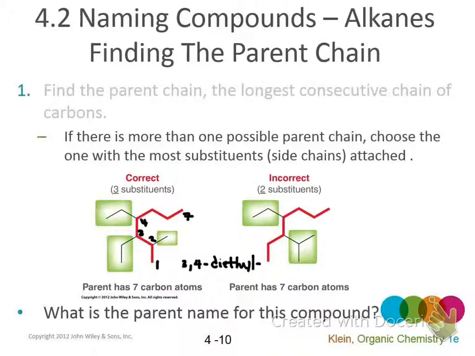No, you can always number from the end that has the first substituent with the lowest number. Yeah. So if I'd counted from up here, it would have been 1, 2, 3, 4, then the first substituent would have a 4. If I count from down here, it's 1, 2, the first substituent is a 2. Whichever, you count from the end that has the substituent closest to it. That's maybe a good general way to say it. Okay.